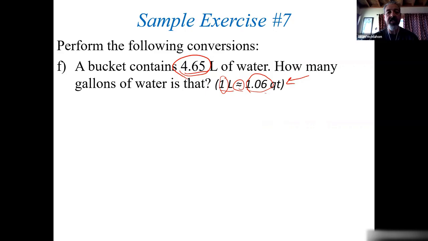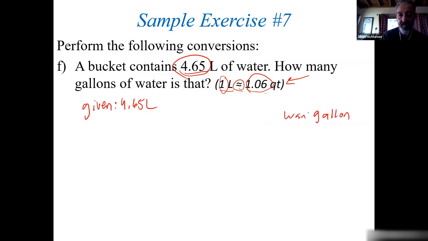So how many gallons of water is in 0.465 liters? So what am I going to start with? I'm given 4.65 liters, and I want to go to gallons. I know from liters, I can go to quarts, because that is right there. And I can go from quarts to gallons. How come? 4 quarts equals 1 gallon.